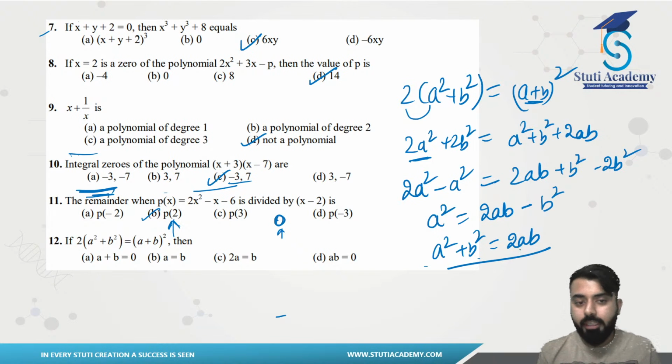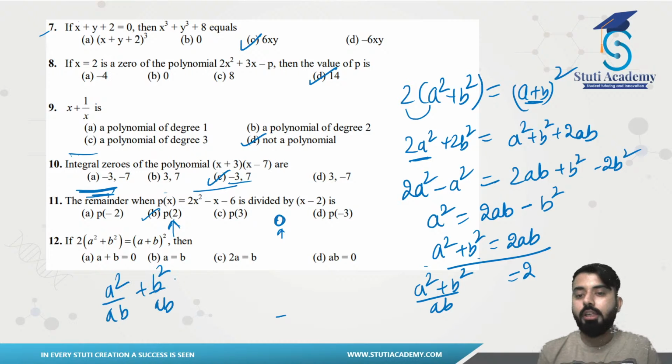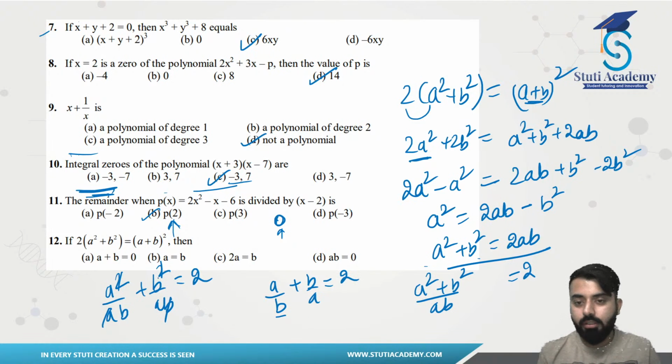So it will be what? Let's see. If I divide both sides with ab, that will be what? 2 equals a square plus b square by ab. So you guys see it will be what? A square by ab plus b square by ab, which is equal to what? That is equal to 2. So you guys see this will cancel out and this will cancel out here. So we have what? A by b plus b by a equals 2. So that will be the case here. A equals b, 2a equals b, ab equals 0, a plus b equals 0.